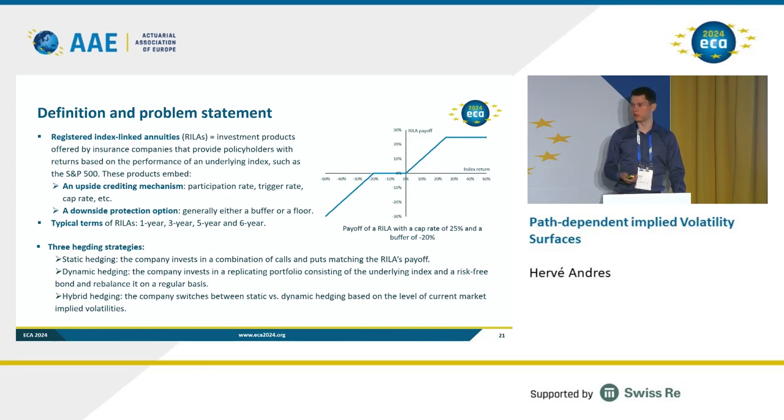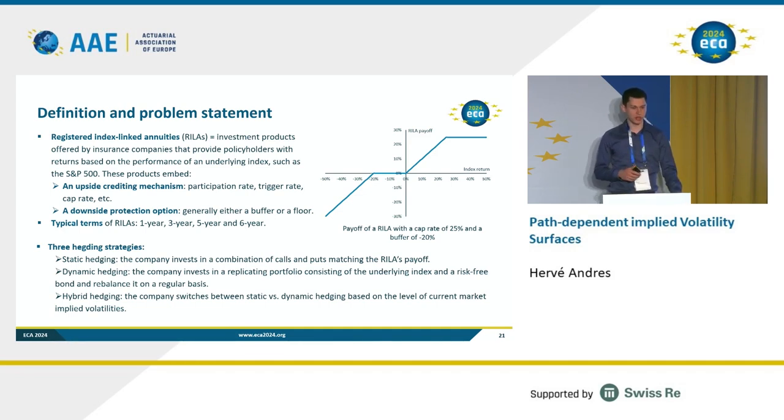And so the question we want to address from the point of view of the insurance industry is how do I hedge such a product? Because if I sell this product, I need to hedge it. So three options. First one is to use a static hedging strategy. Basically, this payoff can be replicated statically using a linear combination of call and put options. Second option, you use a dynamic hedging strategy. So you invest in a replicating portfolio that consists of the underlying index plus a risk-free bond, and you rebalance this on a regular basis.